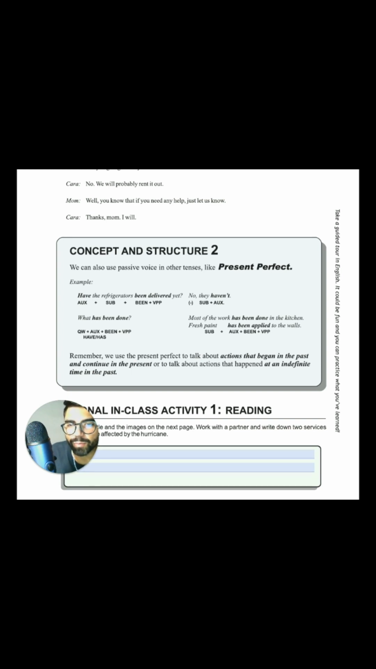I can repeat. Have the refrigerators been delivered yet? No, they haven't. What has been done? Most of the work has been done in the kitchen. Fresh paint has been applied to the walls. Remember, we use the present perfect to talk about actions that began in the past and continue in the present, or to talk about actions that happened at an indefinite time in the past.